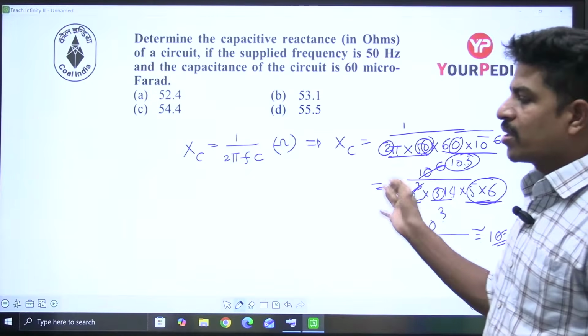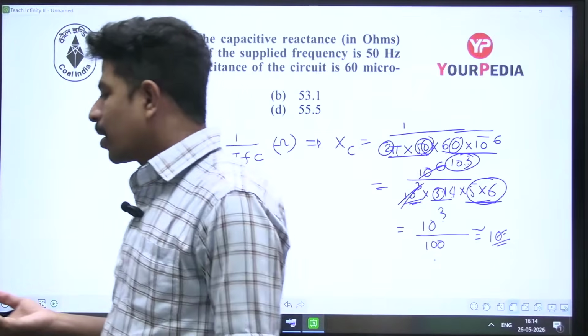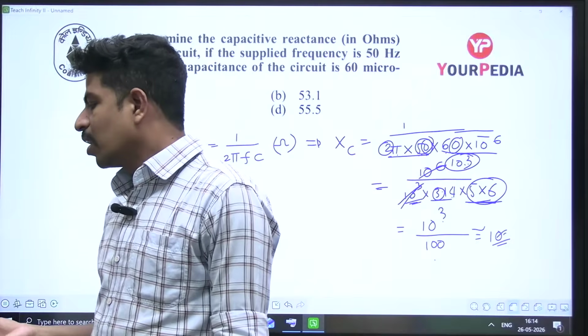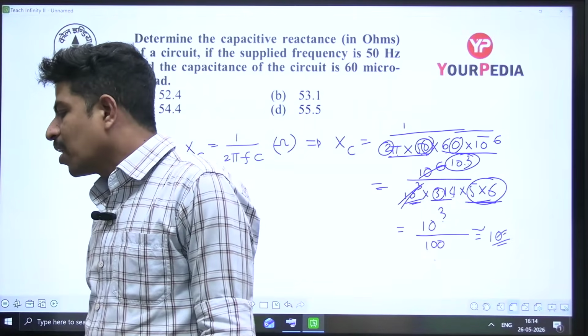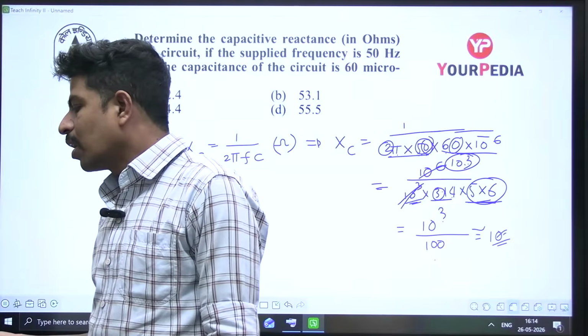10 point something. Options are not matching. You people are giving option B, option D. Check, Mr. Mandal.